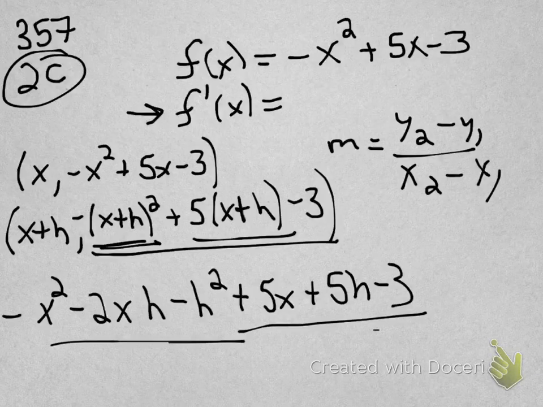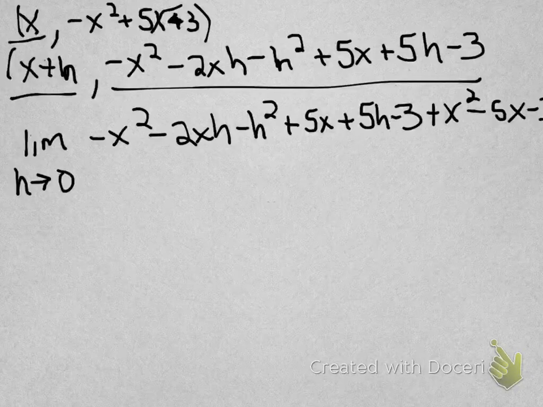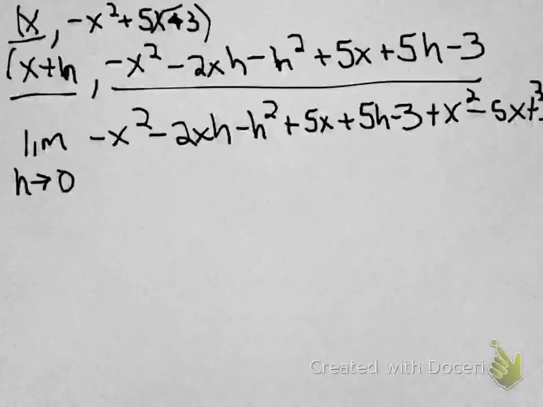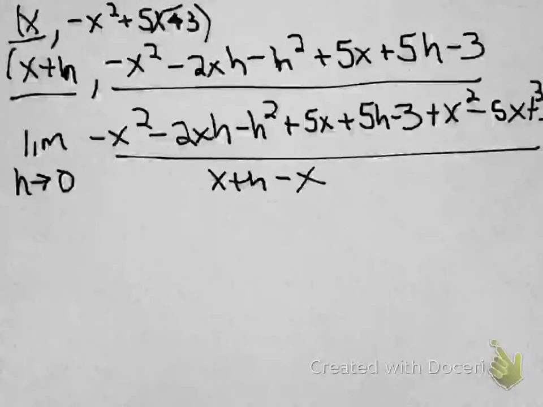That doesn't seem right. That should be a minus 3 up here, not a plus 3. So minus 3, so this becomes plus 3, all divided by our x values, which is x plus h minus x.